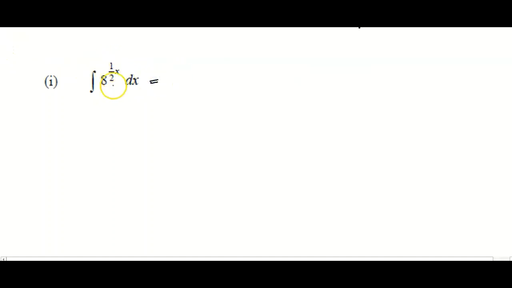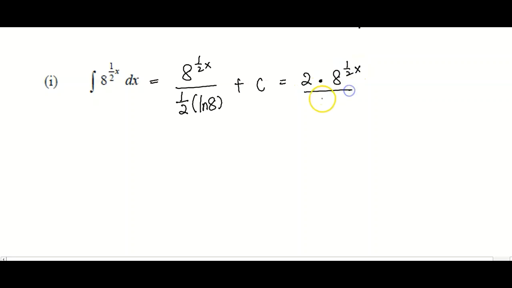Same as the question before. To integrate this, copy down the exponential function, and you need to divide it by the coefficient of the x, which I differentiate the power, I got 1 over 2. I need to divide it by 1 over 2. And divide it also by the log 8 plus constant c. Then after that, we try to simplify. We bring up the 2, I got the 2 multiplied by 8 power of 1 over 2x divided by log 8 plus constant c.